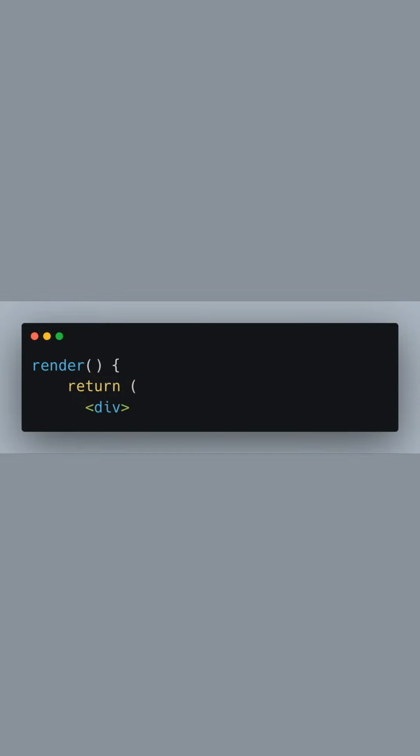Every class component in React must have a render method. This method returns the JSX that defines how the component actually renders in the React DOM. Inside our render's return statement, we're using JSX syntax to display a greeting message.